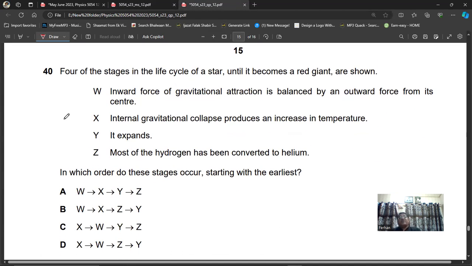Question number 40. Four of the stages in the life cycle of a star until it becomes a red giant are shown. W: inward force of gravitational attraction is balanced by an outward force from its center. X: the internal gravitational collapse produces an increase in the temperature. Y: it expands. Z: most of the hydrogen has been converted to helium. I think, first of all, this happens. Then this happens. Then I think this happens. And then this happens.